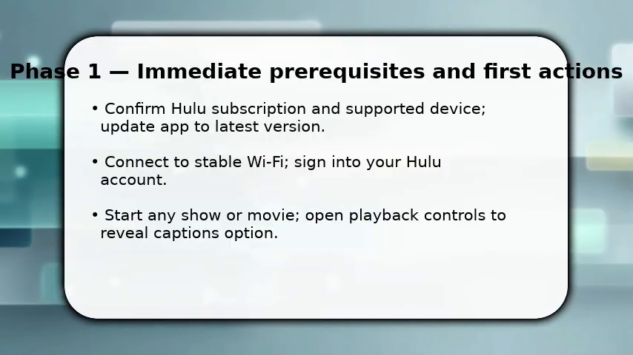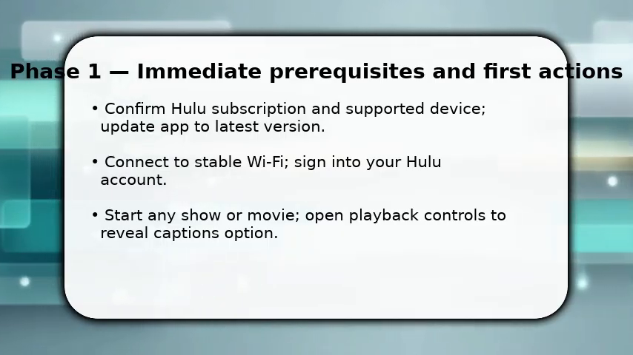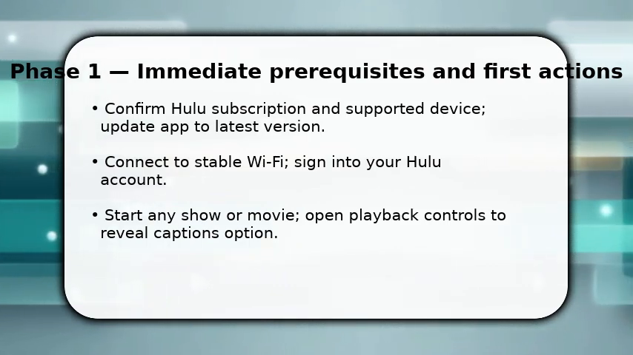Once done, open the player controls and look for the captions or audio icon. Tap it to access on/off options. This first action unlocks the rest of the setup and ensures the player recognizes your request.